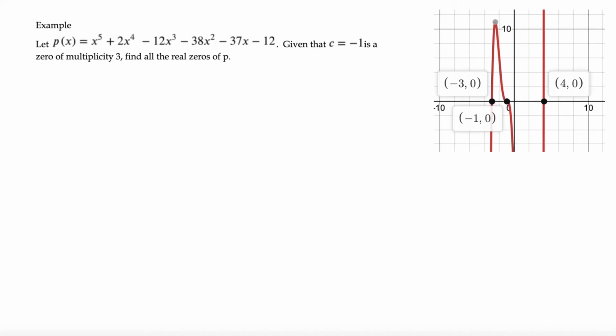Let's do another example. Here I'm given the polynomial of x to the 5th plus 2x to the 4th minus 12x cubed minus 38x squared minus 37x minus 12. Given that we have a solution of -1 and it has a multiplicity of 3, so we get to count this 3 times, what are the other real zeros? So I get to count this -1 solution 3 times. Therefore, x equals -1, -1, -1.